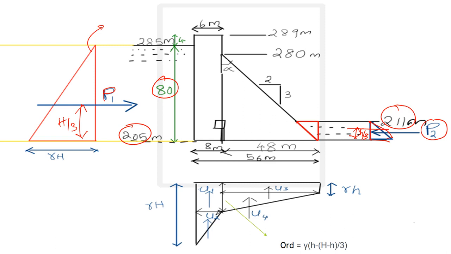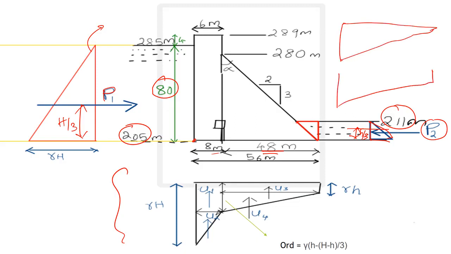Also, we have the drainage gallery at 8 meters from the heel, and the remaining distance is 48 meters. Then we have the uplift pressure diagram. Usually the uplift pressure diagram is a simple triangle when there is no tail water. When there is tail water, it will be shaped as a trapezoid. And when a gallery is associated with it, there will be a sudden change in the shape like this. This is the usual shape of the uplift pressure diagram when a drainage gallery is provided.